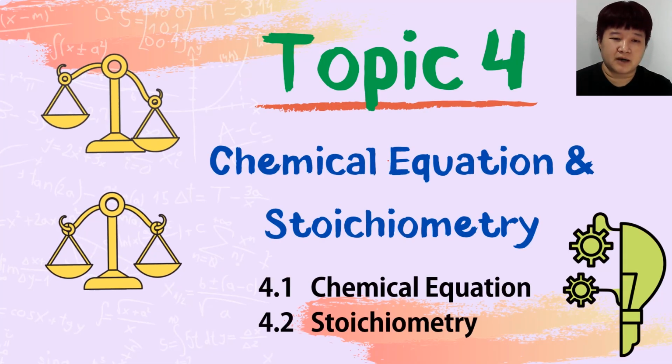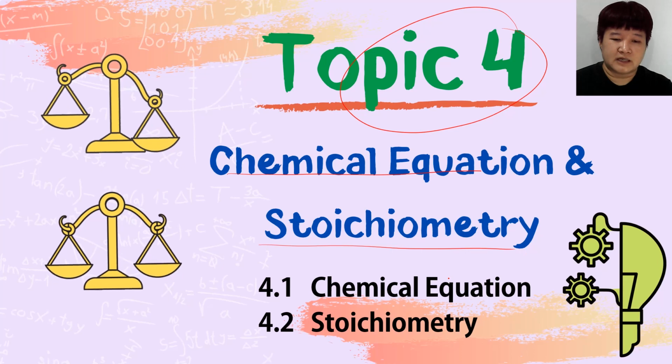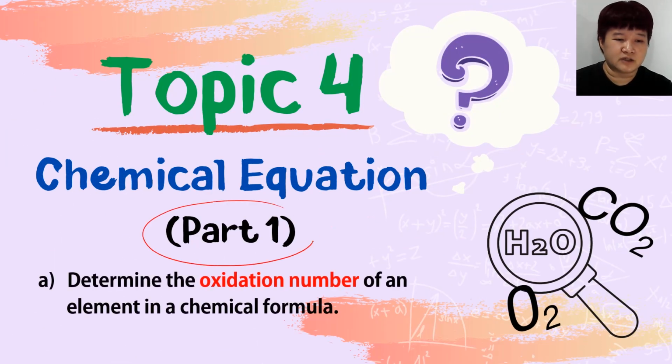This video is the first part of topic 4, where we will talk about chemical equations and stoichiometry. In chemical equations, we will talk about balancing equations, and in stoichiometry, we will be doing some calculations. For this video today, part 1 of it, we will talk about oxidation number.